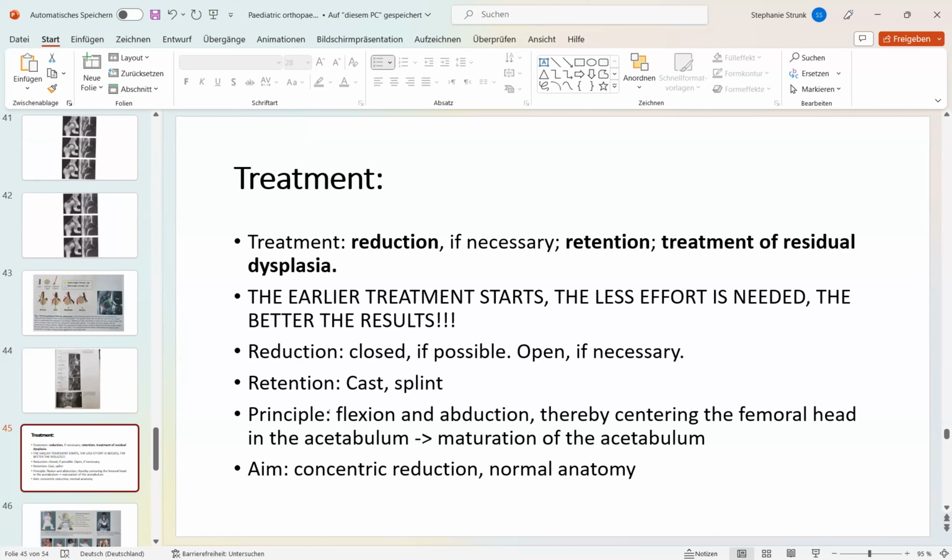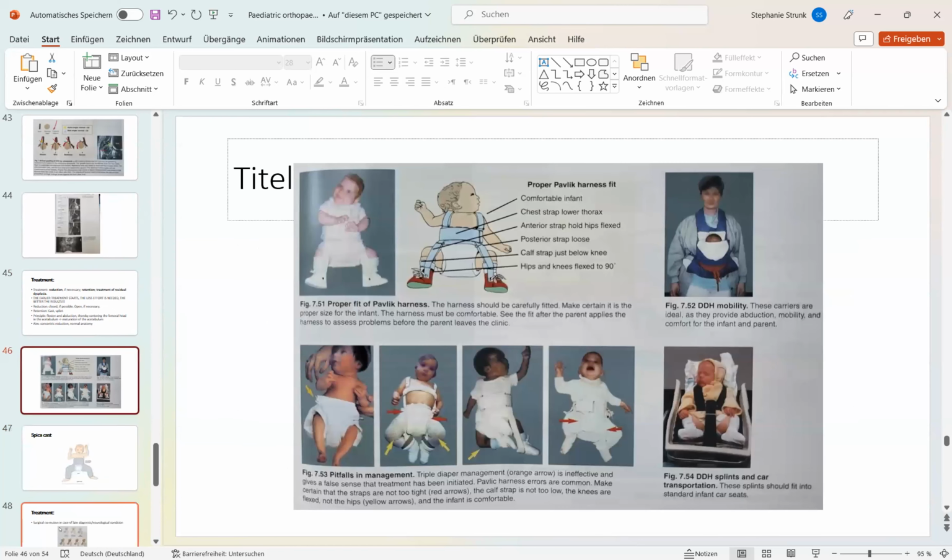And the principle of the cast and the splint is flexion and abduction, and thereby centering the femoral head in the acetabulum. And this leads to the maturation of the acetabulum, to the development of a normal acetabulum. So the aim is a concentric reduction and the normal anatomy. So this is a proper Pavlik harness, very commonly used. This is how you should put the baby in, and all the time they are pushing against this. They're pushing their hips into the acetabulum.